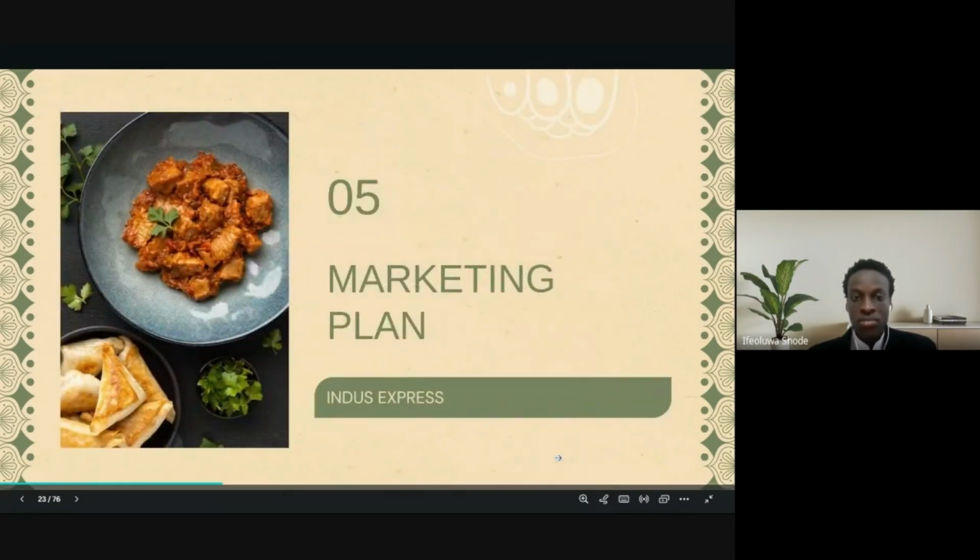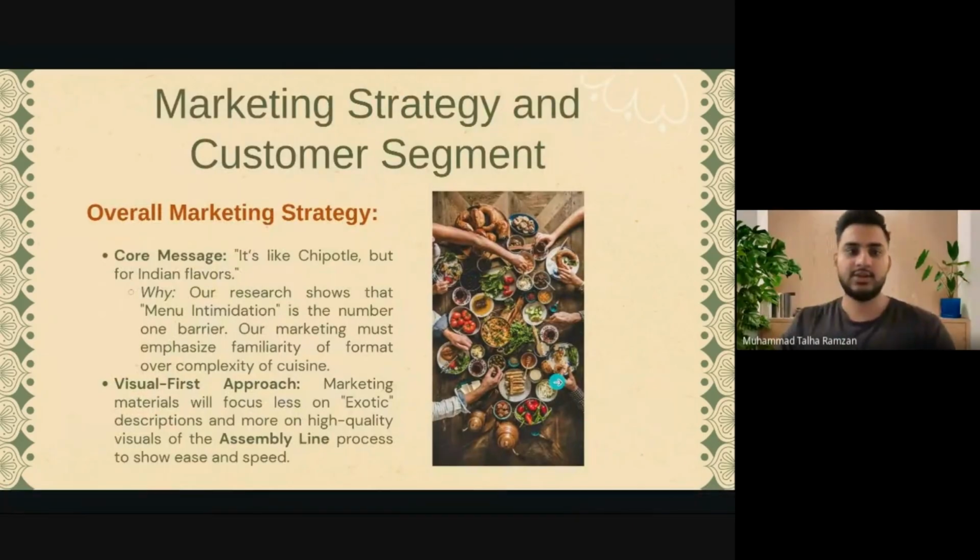So now we're talking about the marketing plan. As I said earlier, our overall marketing strategy is around familiarity. The core message is always going to be that we offer it like Chipotle, but for Indian flavors. And how we get this is through our feasibility analysis. The one barrier that we saw significantly was menu intimidation. People are not very comfortable trying out different cuisines, so that's the barrier that we want to overcome.